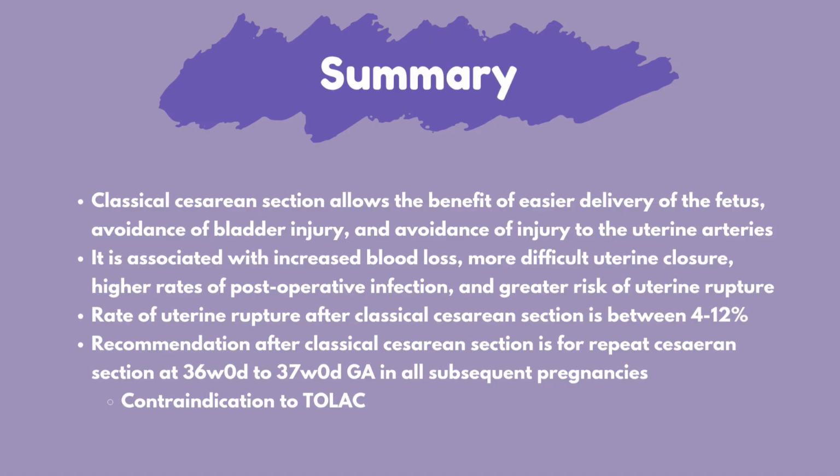The rate of uterine rupture after a classical cesarean section is between 4 to 12%, and therefore is an absolute contraindication to a trial of labor after cesarean. As such, recommendation is for repeat cesarean section between 36 weeks 0 days to 37 weeks 0 days gestational age in all subsequent pregnancies.